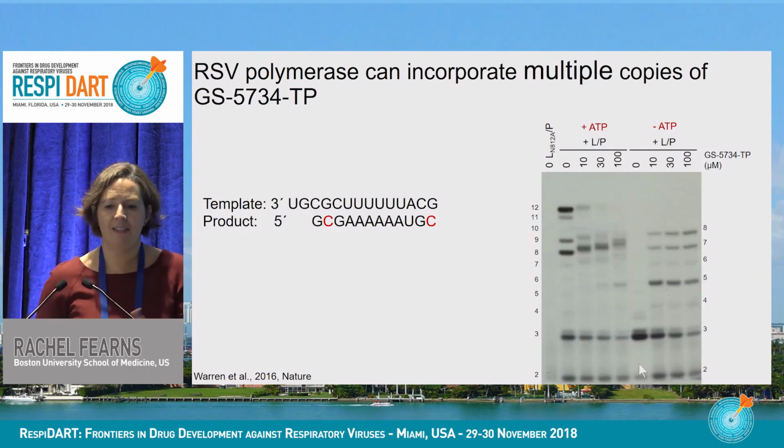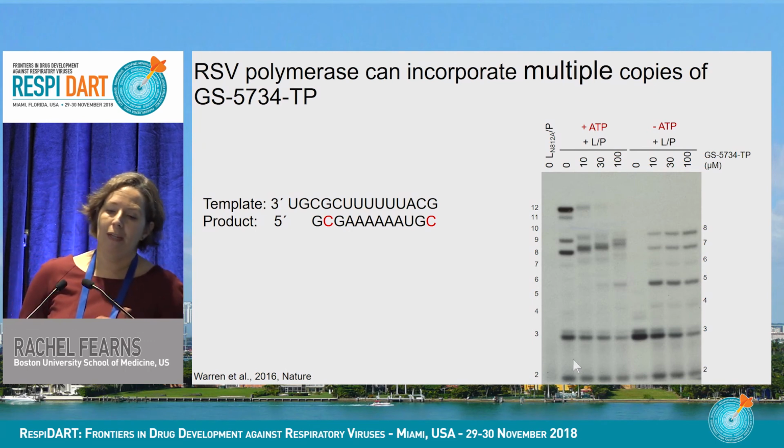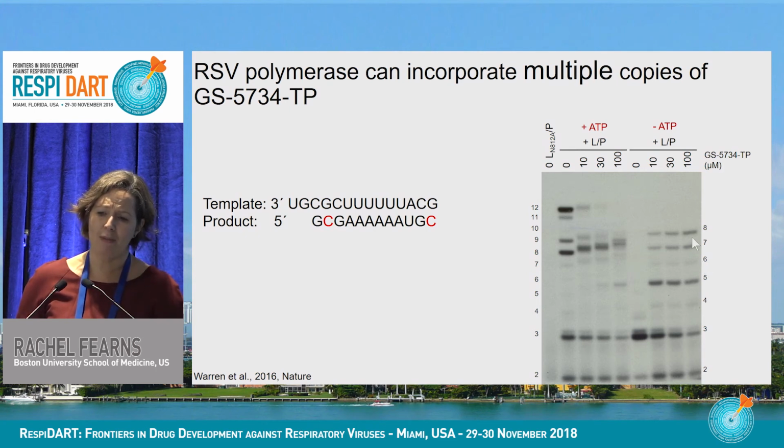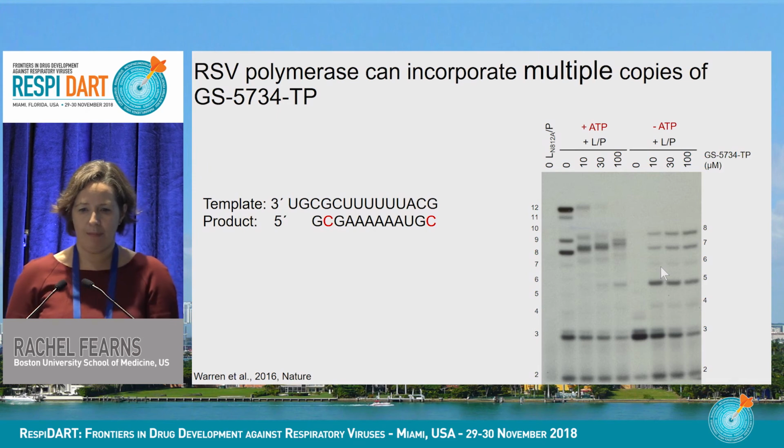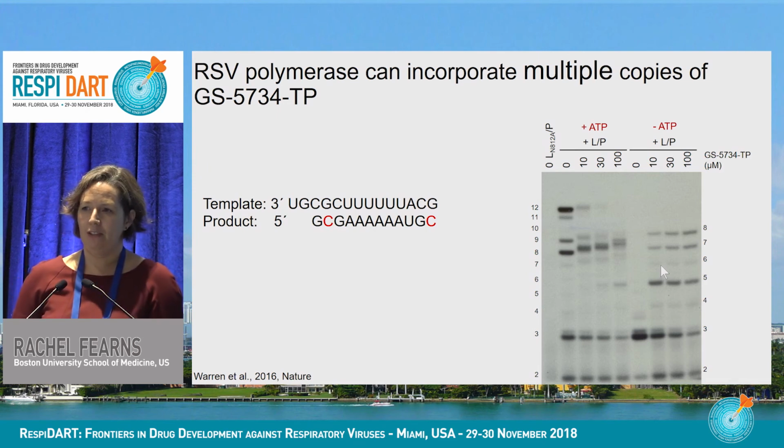And then finally, the GS5734 triphosphate, we looked at that in the in vitro assay, and if you just look here at the side with minus ATP. So in the absence of ATP, we would get a 3 nucleotide product, which you can see here. And in the presence of the GS compounds, but no ATP, we can get incorporation of the compound in place of ATP, but only for a certain number of insertions. And then after that, the polymerase fell off, and you compare this to native ATP over here. And so RSV polymerase can incorporate multiple copies of GS5734 triphosphate, but then it terminates.